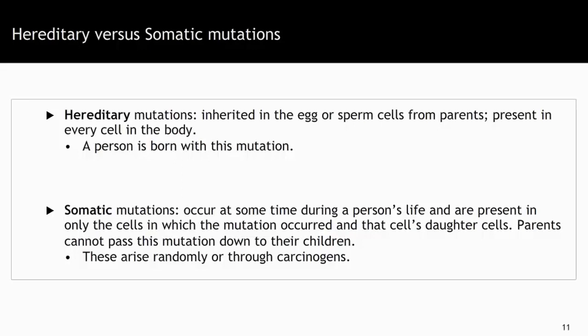The other class of mutations is somatic, and these occur at some point in a person's life, typically in a single cell such as a skin cell or colon cell or any other type of cell. These mutations cannot be passed down to children, and they typically arise through a mistake in the DNA replication step of the cell cycle or through carcinogens such as UV light or cigarette smoke.